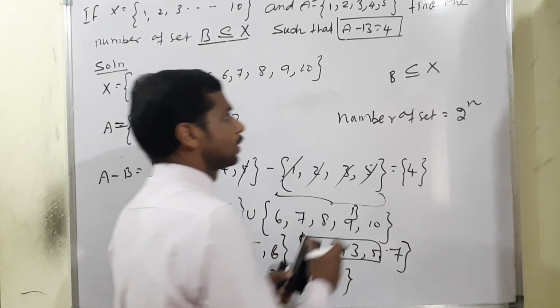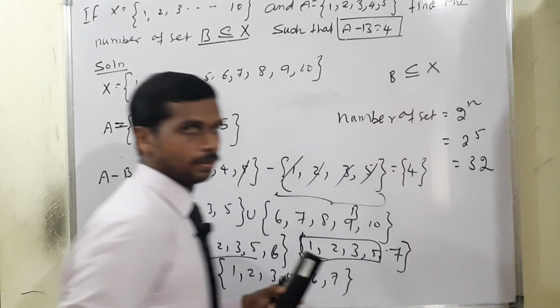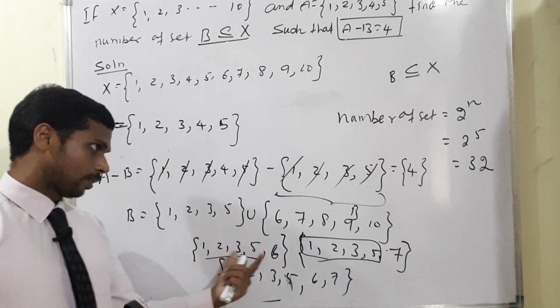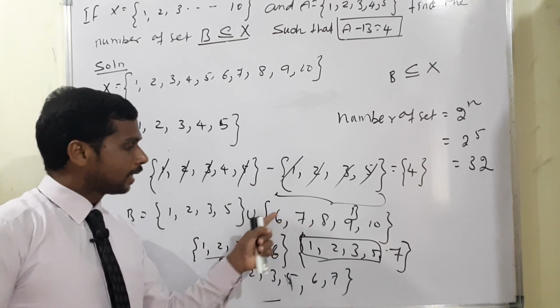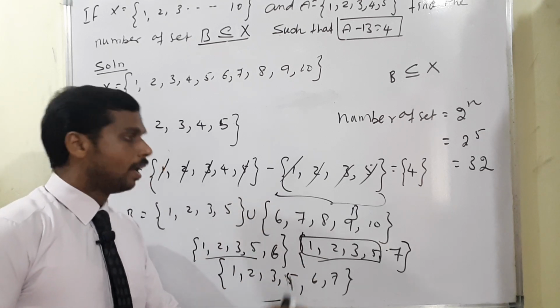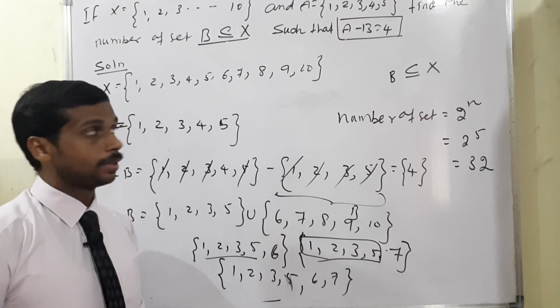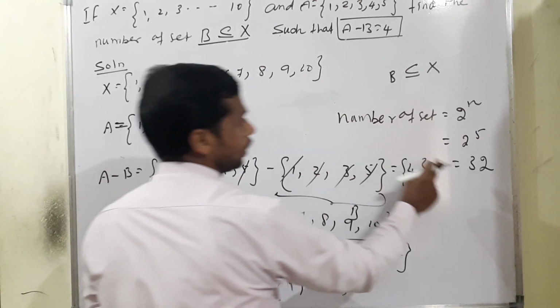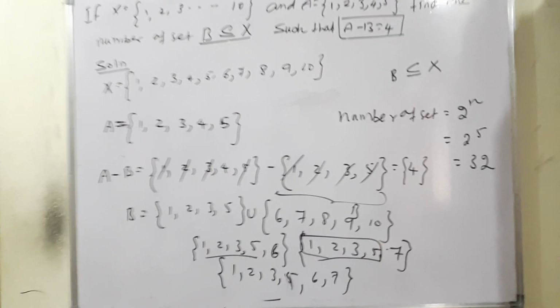So how many times is it possible? Definitely we can say 2 power 5 means 32 times possible. You can check it on your own. With 1, 2, 3, 5 as the common set, then each and every first single digit, then double digit, then triple digit, then 4 digit, then 5 digit. Definitely how many sets are possible? 32 sets. Therefore the number of sets is equal to the answer 32. Okay, I will continue with the next problem.